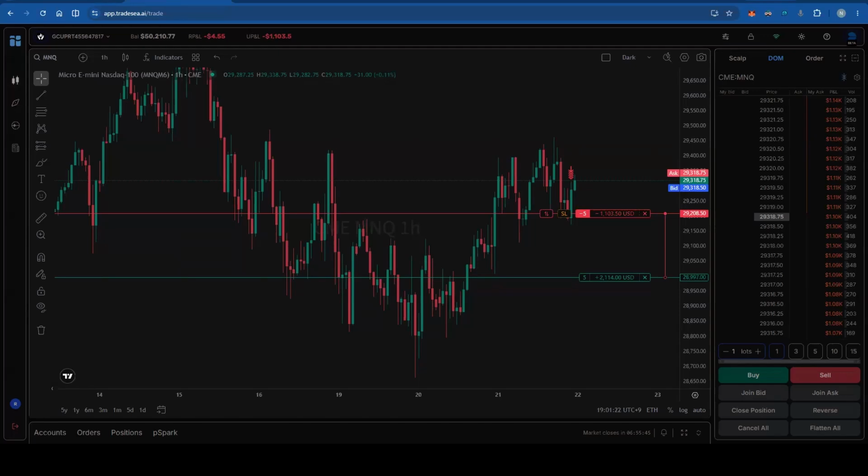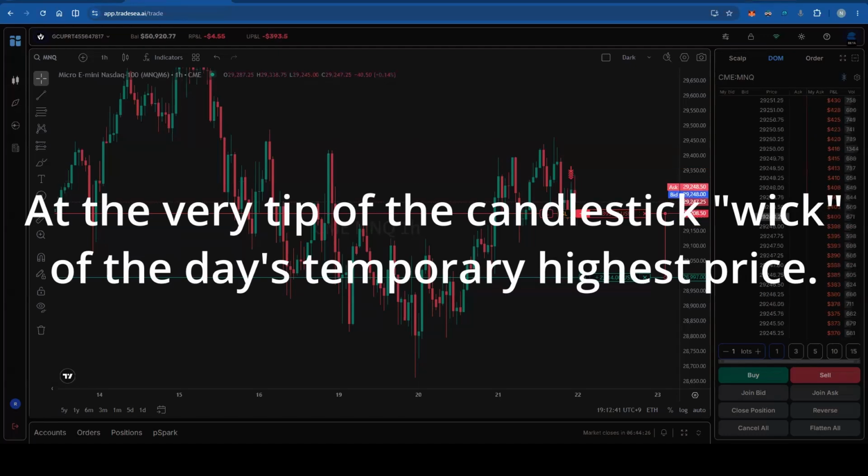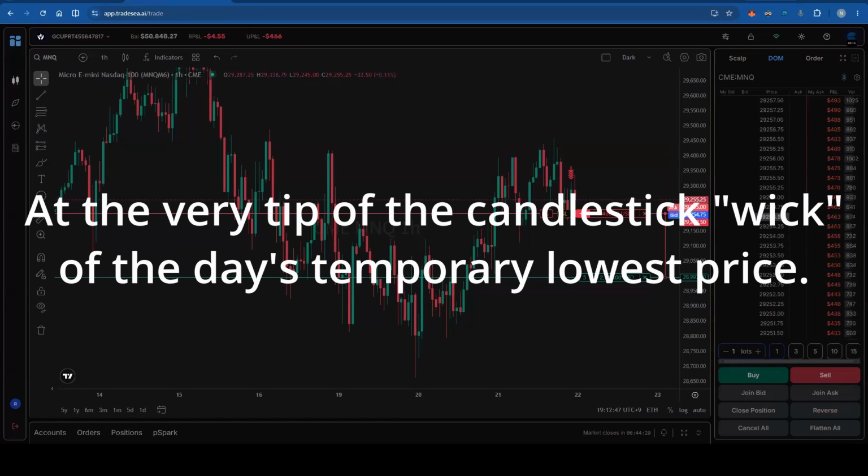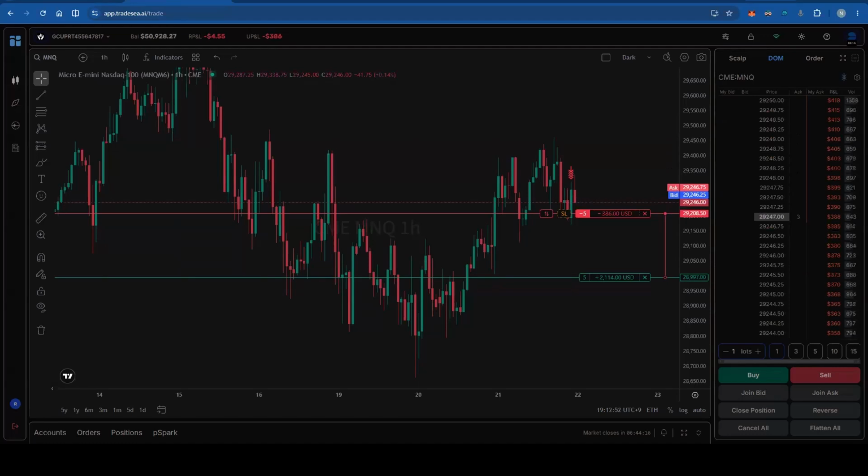The fourth thing you must do here is wait for the market price action to settle down for the day, and then identify the current highest price, temporary high, and the lowest price, temporary low. Once you have located these 2 points using your app, use the drawing tool to plot horizontal lines at the following exact positions. 1. At the very tip of the candlestick wick of the day's temporary highest price. 2. At the very tip of the candlestick wick of the day's temporary lowest price. With this, your trading preparation is 100% complete.